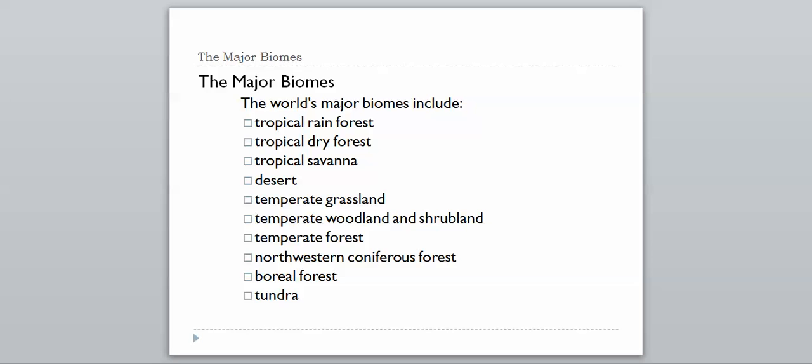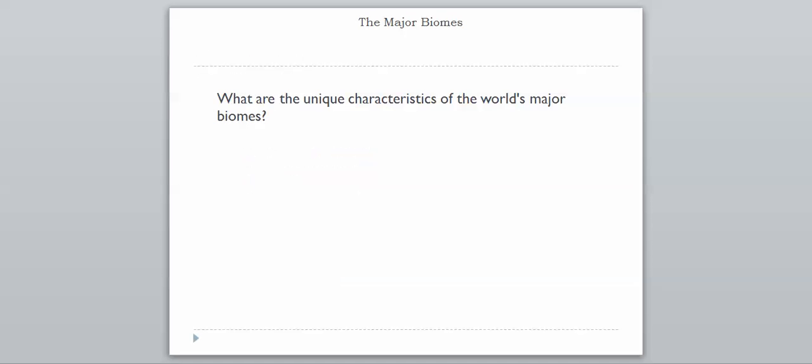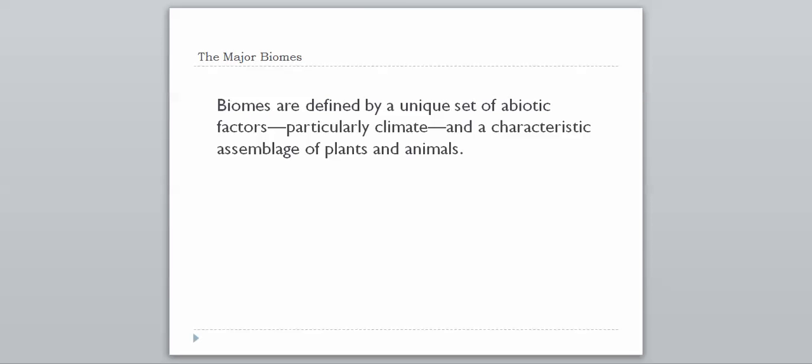All of these are going to be different biomes, meaning they're all going to have different climates, which is why we focused so much on that at the beginning in that whole first section. And now we're going to look at the major characteristics of the world's biomes. Biomes are defined by their unique set of abiotic factors, particularly climate, and a characteristic assemblage of plants and animals.